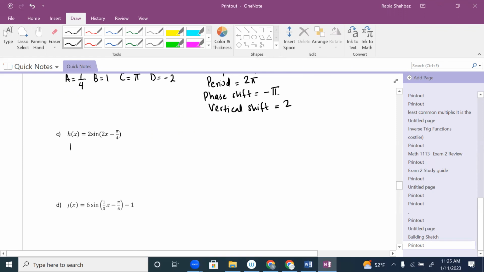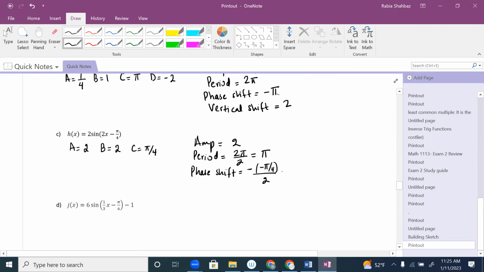Okay, so again, let's identify the values of A, B, and C. A is 2, B is 2, and C is pi over 4. So our amplitude is 2, period is 2 pi over 2, which is pi. Phase shift is negative C over B. So negative times negative pi over 4 over 2 is pi over 8. And the vertical shift is 0 because there is no D here. I'm going to also write D is equal to 0.